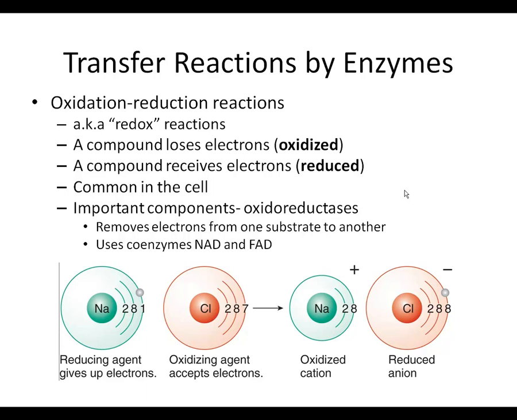So oxidation is going to give away an electron. Reduced atoms are going to take on that electron. And the reduction is basically because of the reduced charge. Okay? In metabolism, we're going to use coenzymes NAD and FAD to be our reduced coenzymes.